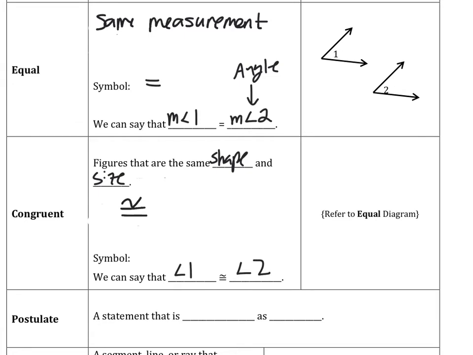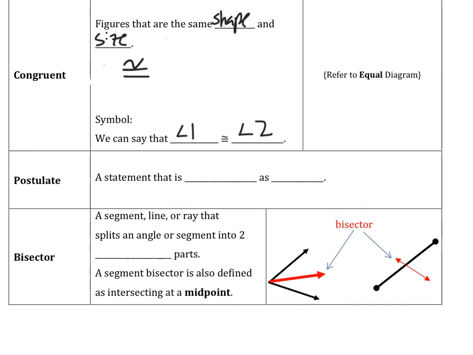Now, the big thing about congruency is we are referring to the physical shape, not the measurement of something. So we're saying that if I picked up angle 1 and placed it exactly down on top of angle 2, they would overlap each other exactly. Okay, so we're not talking about just a measurement, we're talking about the physical figure, and that's the big difference there. So we don't use that measurement indicator because we're not really talking about that anymore.